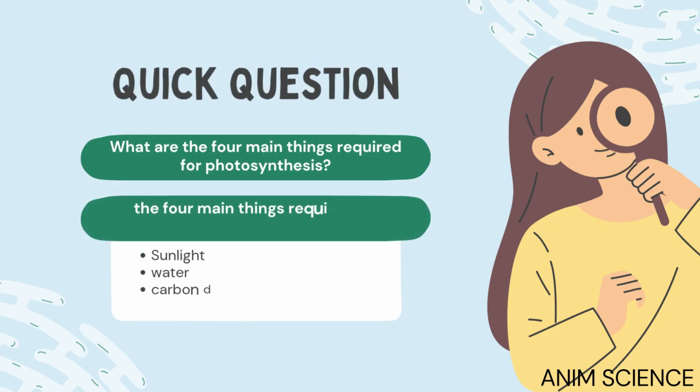The 4 main things required for photosynthesis are sunlight, water, carbon dioxide, and chlorophyll. Sunlight provides the energy needed for the process. Water is absorbed from the soil through the roots. Carbon dioxide is taken from the air through the stomata in the leaves. And chlorophyll helps capture sunlight and start the process. All these components work together to help the plant produce food.